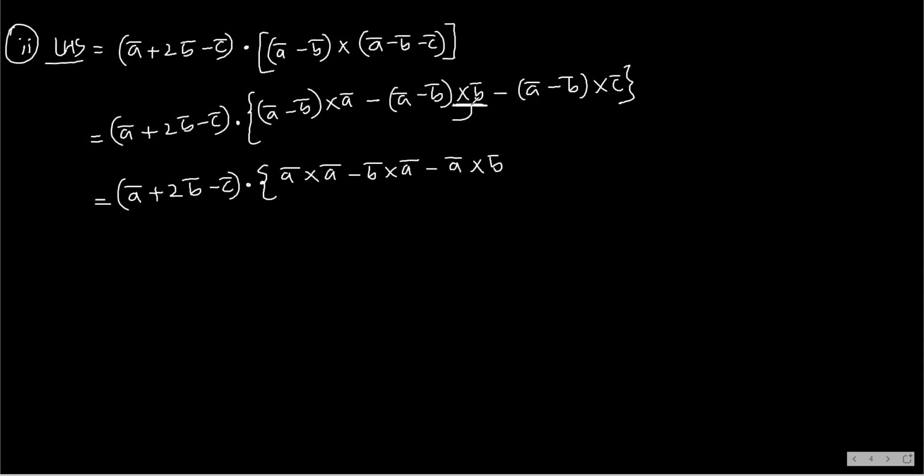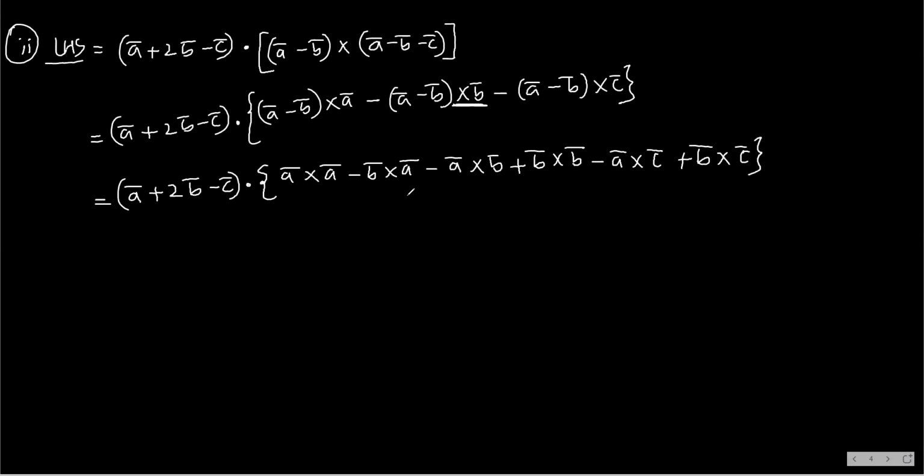Now I have come to the second one. It is from the right, so you maintain the order, a bar cross b bar. Then you have minus minus plus b bar cross b bar. Then you have minus a bar cross c bar plus b bar cross c bar.